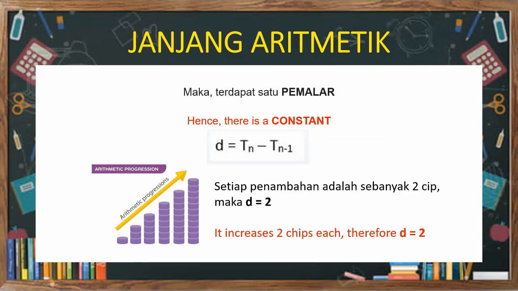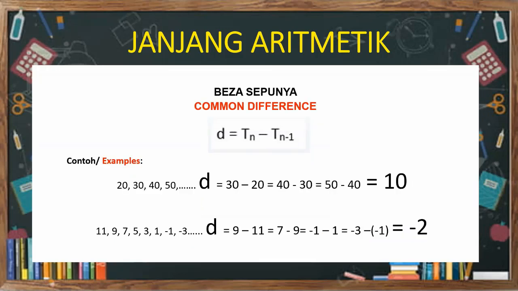Therefore, there is a constant, maka terdapat satu pemalar, iaitu 2. Setiap satu penambahan adalah sebanyak 2. Maka ini merupakan satu janjang arithmetik, di mana 2 ialah pemalar. Pemalar tersebut dinamakan sebagai beza sepunya. The difference or the constant is named as common difference.